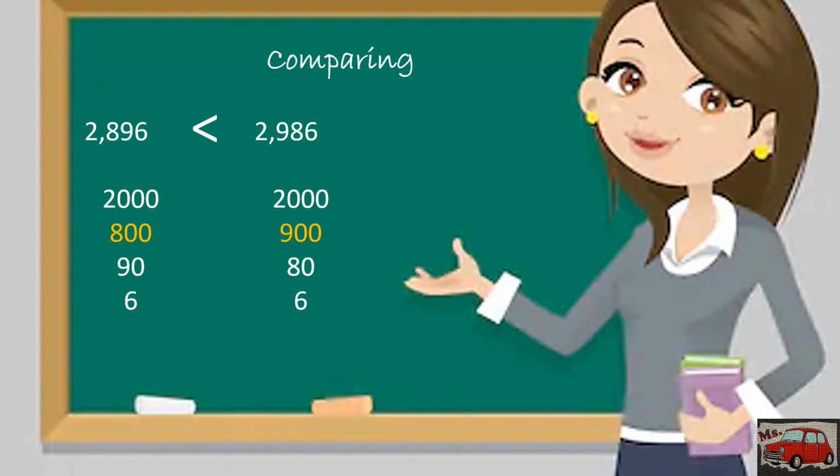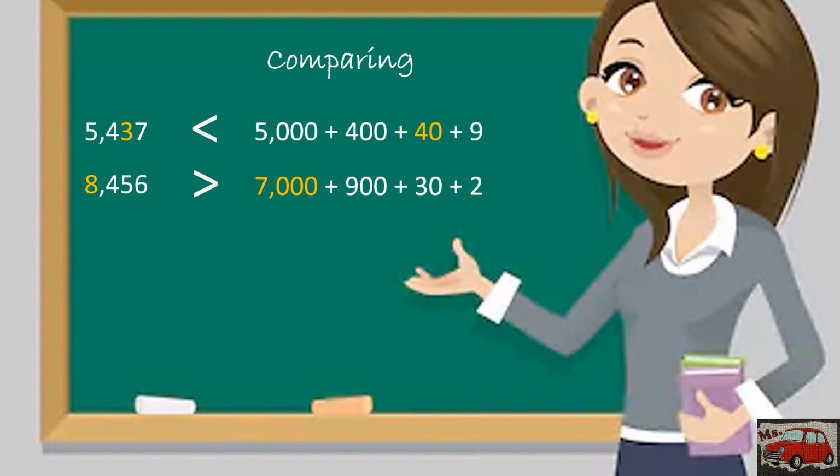So dyan pa lang, we can say that 2,986 is greater than 2,896. Kahit pa sabihin na pagdating sa tens place, mas mataas yung 90 kesa sa 80. Okay? Another example. I have here 5,437. This is less than 5,449. Why? Because when you see their tens place, mas mataas yung 40 kesa 30. Kahit pareha sila dun sa thousands place at saka hundreds place.